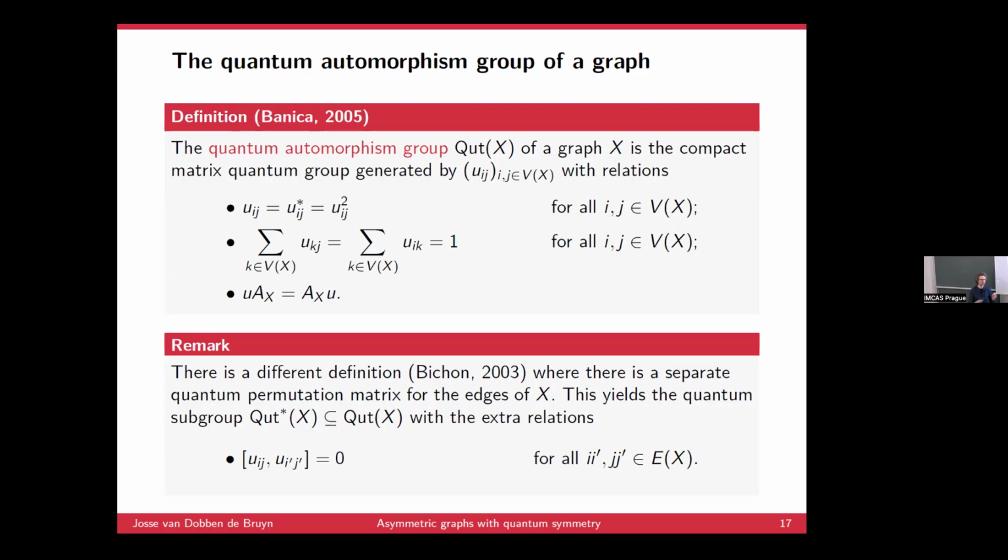And it turns out that this forces, if you just look at Banica's view, that certain Uij commute. Specifically, if there's edges i' and j', then Uij commutes with Ui'j'. So you get a quantum subgroup. It's usually denoted Q star X. It's not very commonly studied anymore because we like the bigger one mostly. So usually we work with Banica's quantum automorphism group.